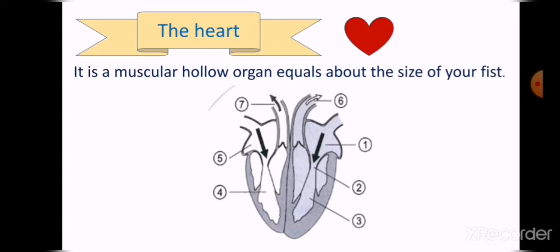Hollow means it's empty. Inside the heart, it is connected to the blood vessels where the blood flows inside. So the heart is a muscular hollow organ. Its size is about your fist.